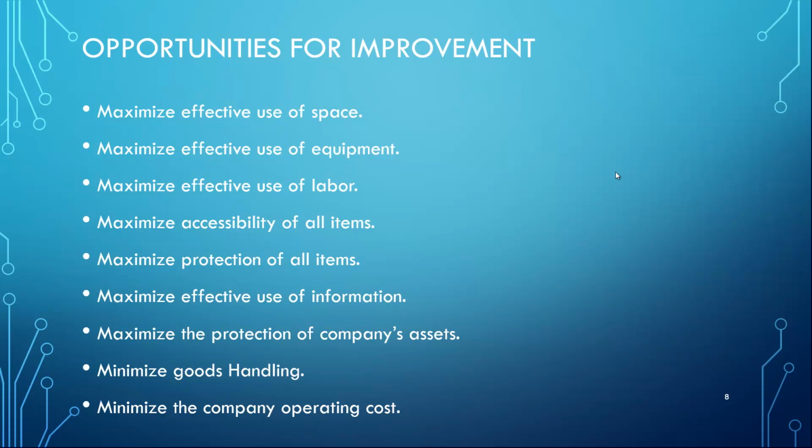So this slide lists some examples of opportunities for improvement, such as we said, maximize effective use of space, maximize effective use of equipment, maximize effective use of labor, maximize accessibility of all items to be able to reach them fast and easy, maximize protection of all items, maximize effective use of information, maximize the protection of companies' assets, maximize or minimize goods handling, the less labor we have, the less cost. Minimize the company's operations, the overall operating cost.